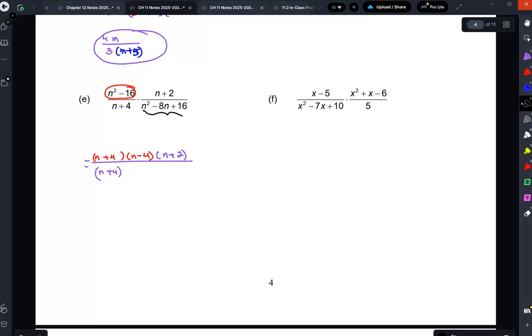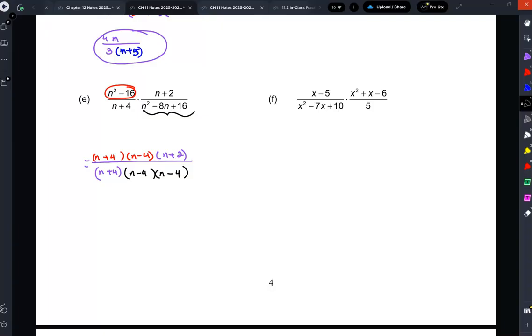Now, we need to factor this one. So everybody take 10 seconds to factor this one. On your mark, get set, go. So almost, it's going to be, I believe, n minus 4, because we want them to multiply to positive 16, but add to negative 8. Okay, so do you see how we can't get away without factoring, right?